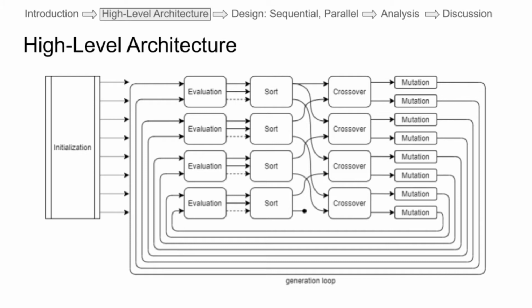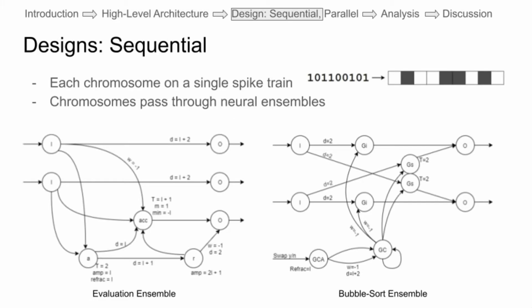And then they are connected to the crossover, which is basically the reproduction. 2 chromosomes come together and get combined in a new way. And that also happens pairwise. Then each chromosome individually goes into a mutation ensemble before connecting back to the evaluation and forming the generation loop. So we have 2 designs for this, a sequential design and a parallel design.